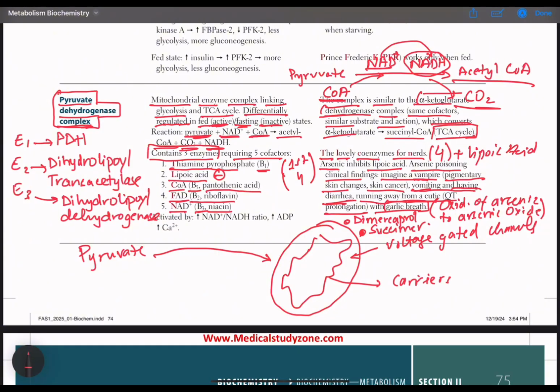Now, how is the pyruvate dehydrogenase complex regulated? So what are the activators? First, we have an increased NAD+/NADH ratio, then increased ADP. Both of these mean that we have a decreased energy state of the cell. When the cell has low energy, under these conditions, the cell will have an increased NAD to NADH ratio as well as increased ADP. So under these conditions, the cell needs to convert pyruvate into acetyl-CoA so it can enter the TCA cycle and generate ATPs.